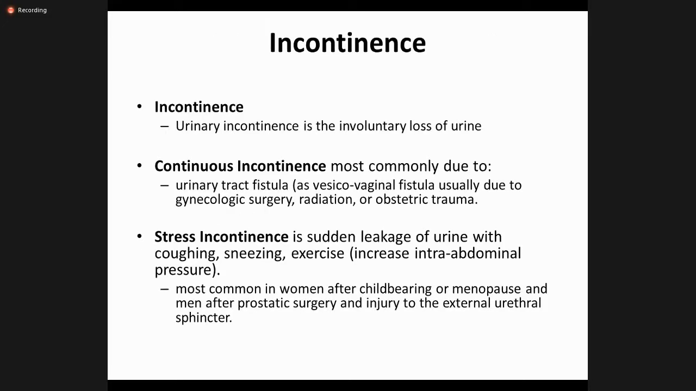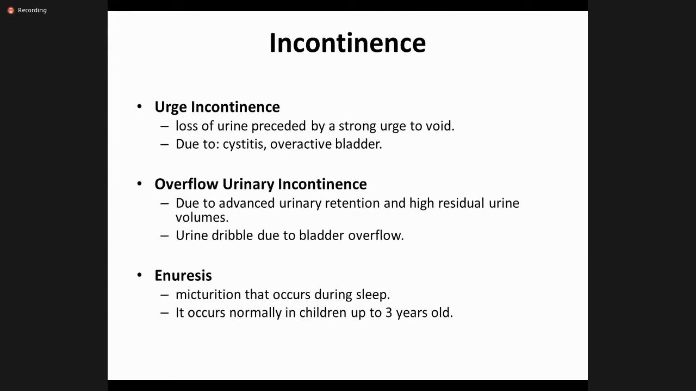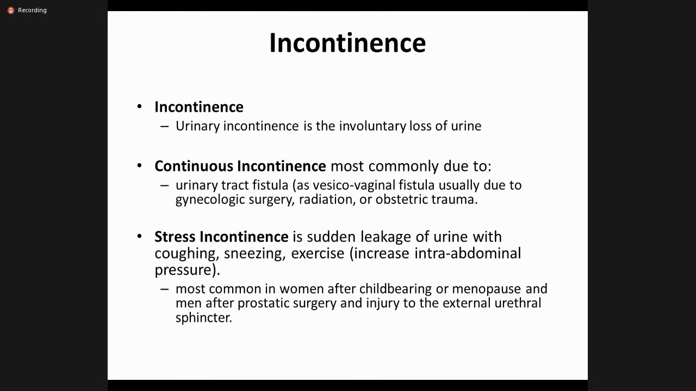Now, coming to the next topic, incontinence. Urinary incontinence is the involuntary loss of urine. The further subtypes are continuous incontinence, stress incontinence, urge incontinence, overflow incontinence, and enuresis. Continuous incontinence means there is a continuous loss of urine. And what are the causes? It can be due to urinary tract fistula, like vesicovaginal fistula due to gynecological surgery, radiation, or obstructed labor trauma, which can lead to continuous incontinence.